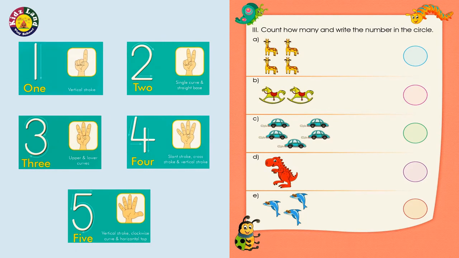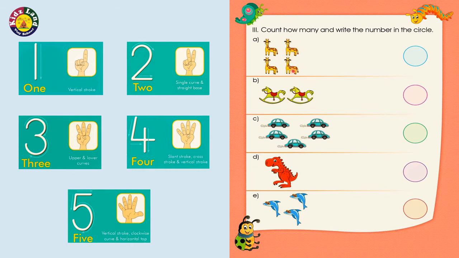Now here, the question is, count how many and write the number in the circle. Can you see the circles on the right? On the left are the questions, and we have to start counting and write the number. First picture is the giraffe picture. So let's see how many giraffes are there.